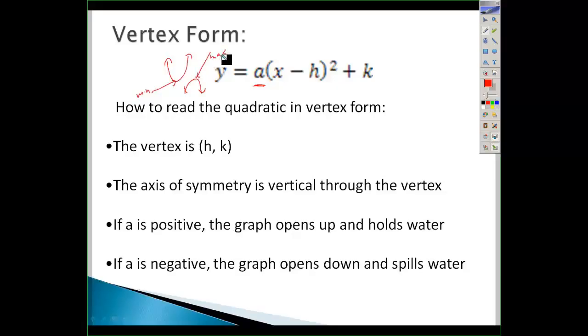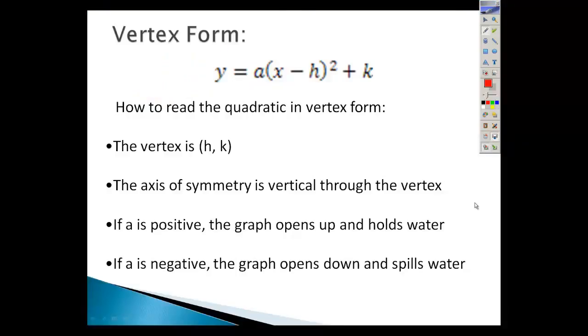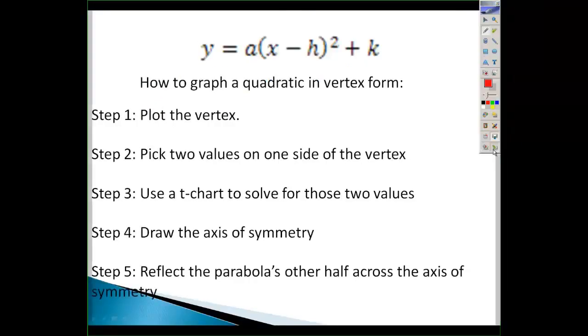All right, so these are things that we're all going to learn in vertex form. This is going to be an even faster way to graph parabolas, very, very similar to absolute values. So this is what we're going to do. This is how we're going to graph a quadratic in vertex form.